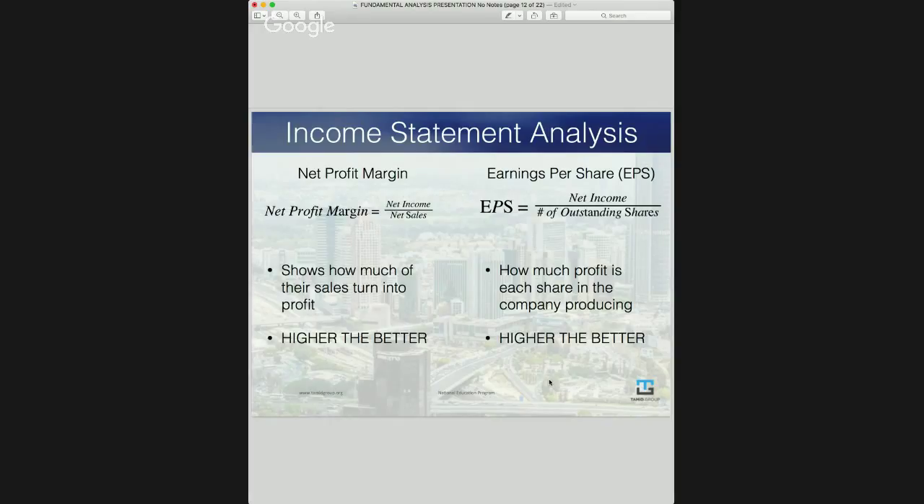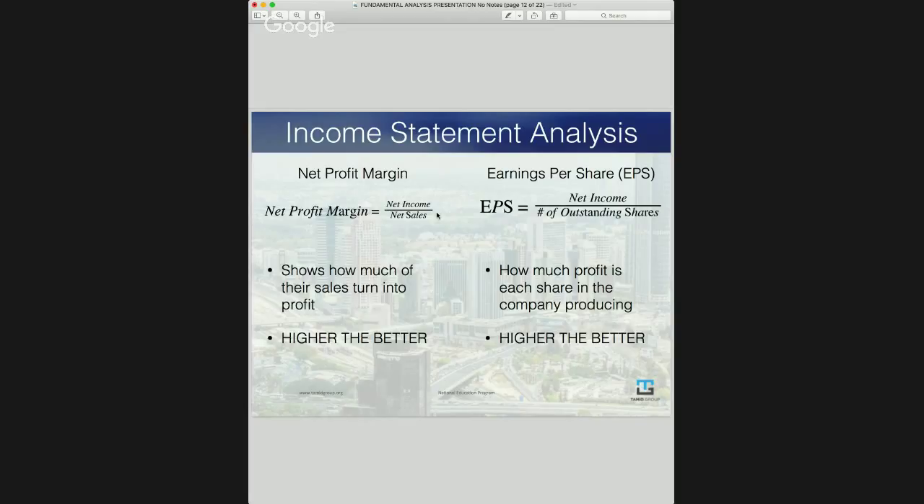So net profit margin: if say Apple is making an iPhone for $50 and they're selling it for $500, that means the net profit margin is 90%. We're going to do the net income, which is that $450, and the net sales is that $500, and that's how we get the 90%. You're always going to express this in terms of percentage.